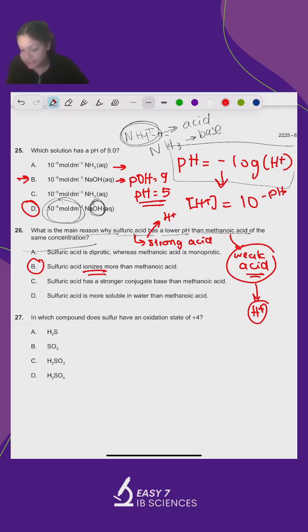Okay? Let's look at the other options. Sulfuric acid is more soluble in water. That's not really true. It's not that it's soluble, it's that it dissociates more. It's a stronger conjugate base. That has nothing to do with why it has a lower pH. Sulfuric acid is diprotic, whereas methanoic acid is monoprotic. Again, that's not the reason why.